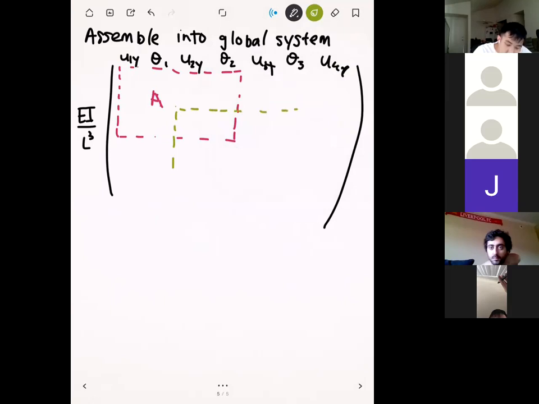Next, let's do element B. So remember, element B works on the displacements on node 2 and node 3. Okay. And so element B would go something like that. So it would be into a 4x4 chunk there.